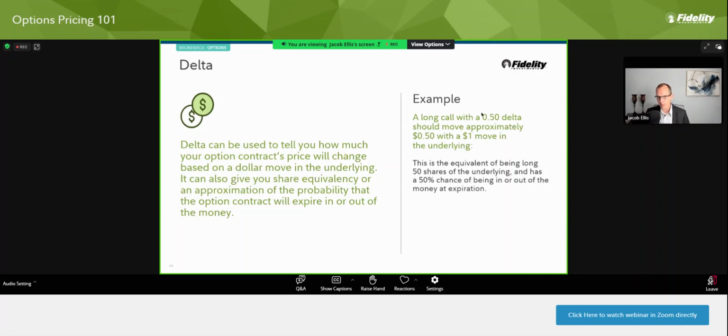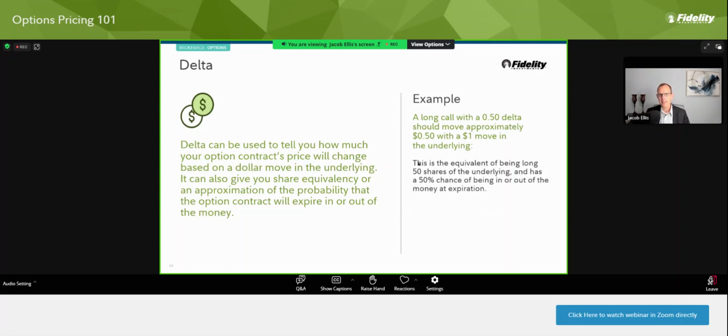One option with a 50 delta has about the same exposure or profit potential for that next $1 of movement as 50 shares of the underlying stock. And you could also look at this as an approximation of probability. You could say that it has about a 50% chance of being either in or out of the money at expiration. Troy just gave us a rundown of what in and out of the money are, but we could think of that as whether or not it would make sense for us to transition into stock at the end of the option's lifespan if we didn't want to end the trade.